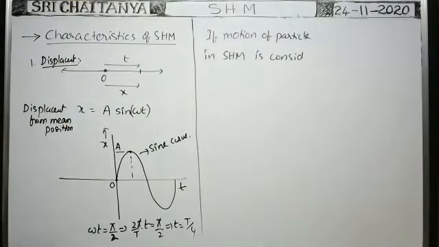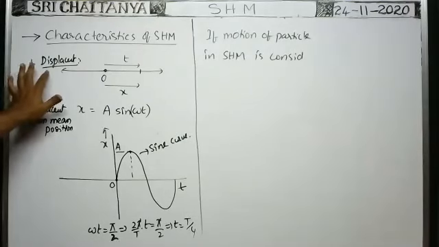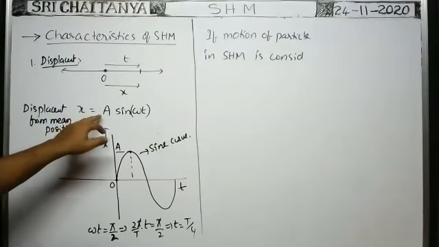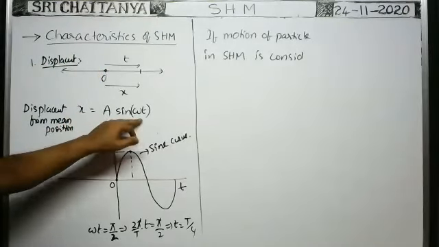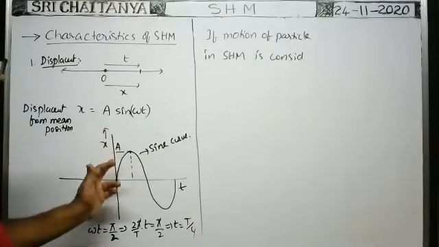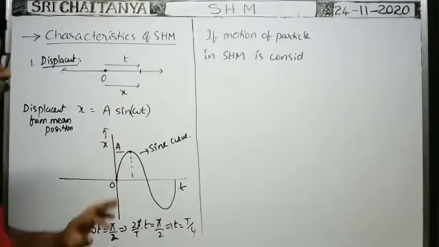Okay. Characteristics of simple harmonic motion. In the last class I already said, when the motion of the particle is considered from the mean position, then the displacement of the particle is x = a sin ωt, we got. Here, how the x value varies with time can be represented by a sinusoidal curve like this.